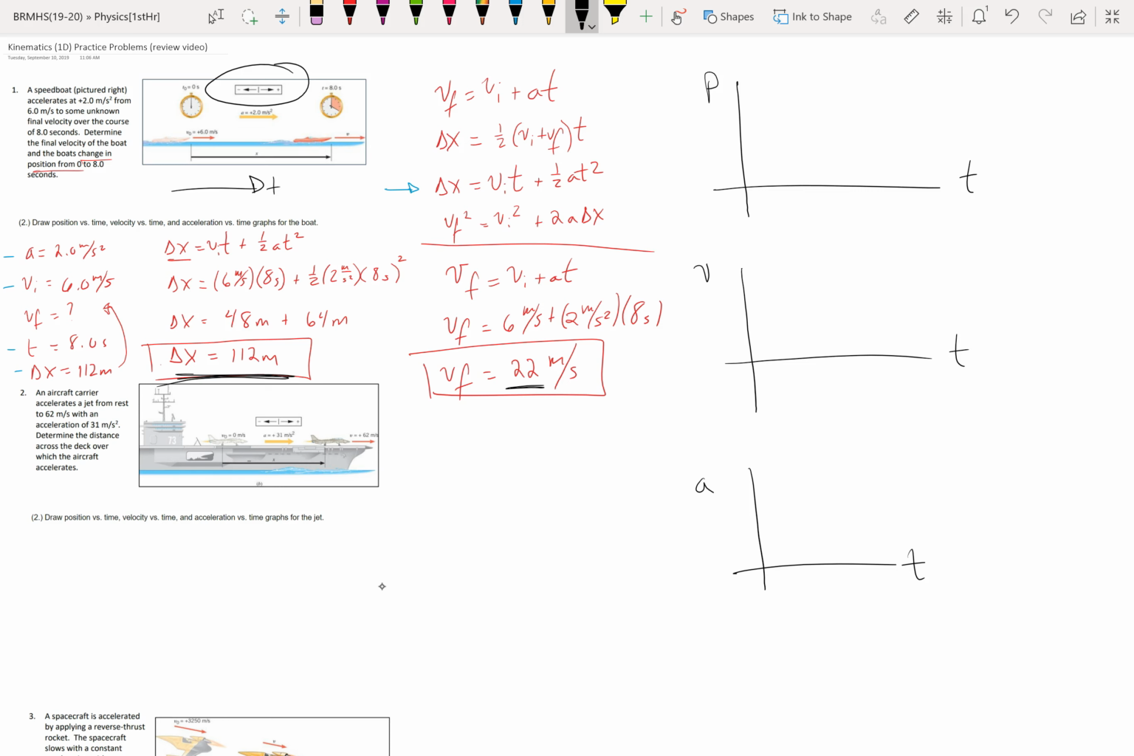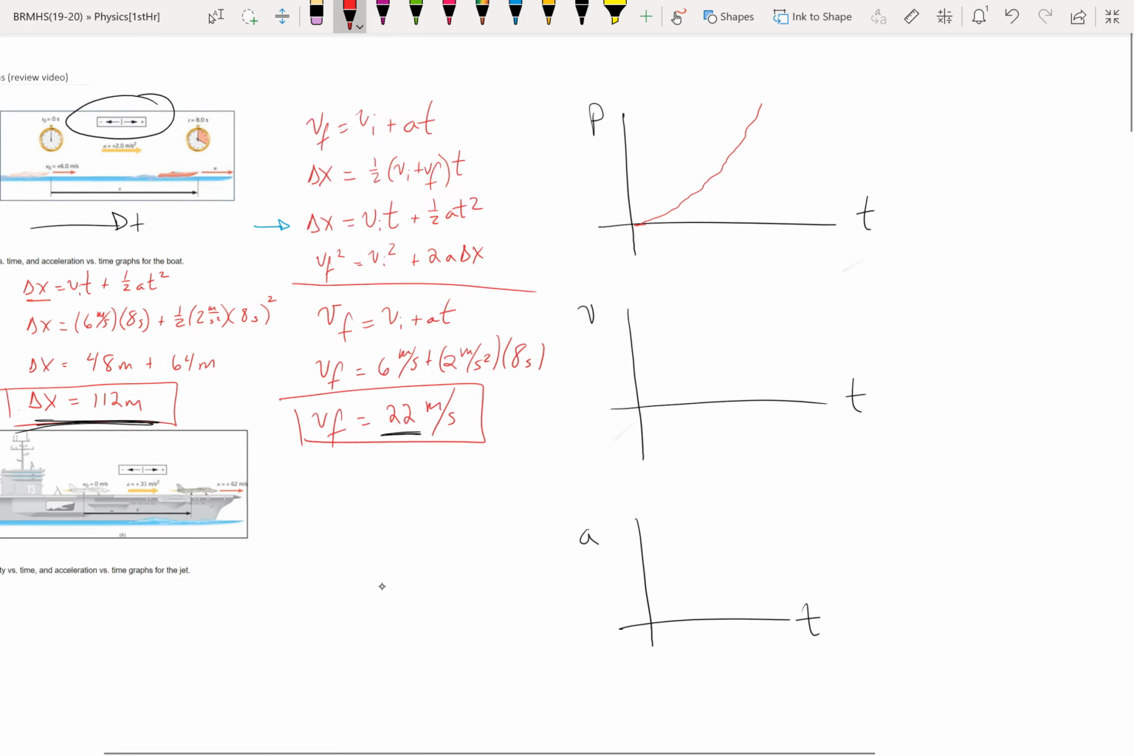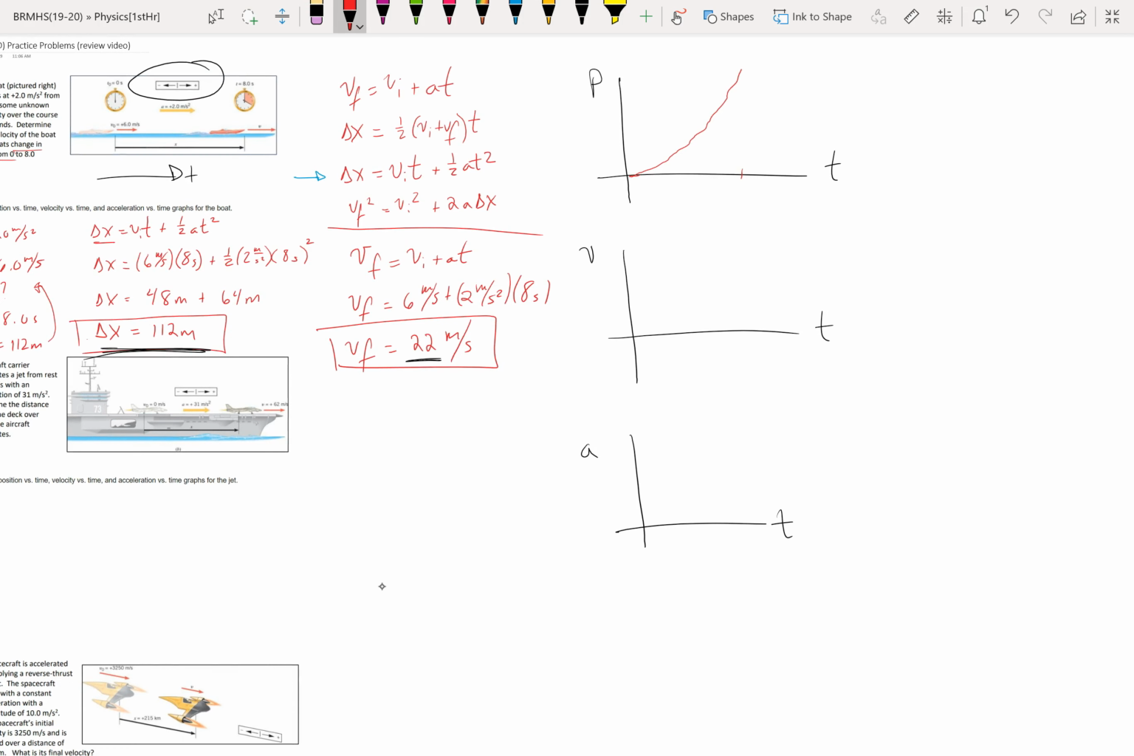So since it's speeding up, I should have a position time graph that indicates speeding up, but it shouldn't start with a zero slope because it's already moving at 6 meters per second. So I should start it at some non-zero slope. That's my attempt at a quadratic function there. This time is 8 seconds. My final position at 8 seconds is, if this is 0 where it's starting, then 112 is where it ends.